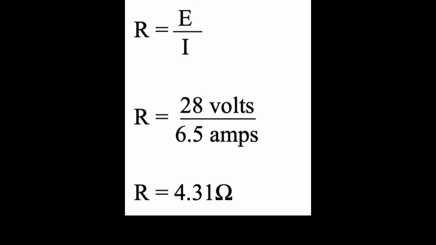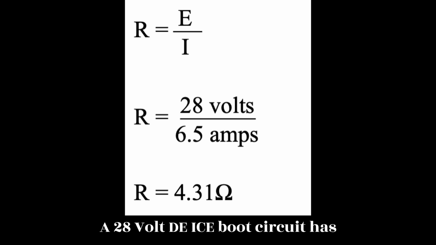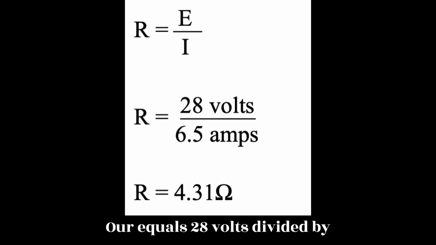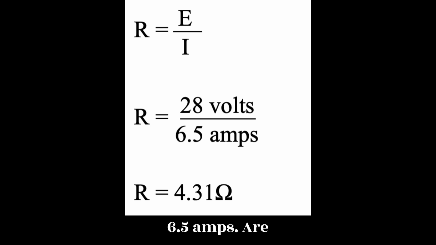Example 2. A 28-volt de-ice boot circuit has a current of 6.5 amps. Calculate the resistance of the de-ice boot. R equals E divided by I. R equals 28 volts divided by 6.5 amps. R equals 4.31 ohms. End of page 9-1.